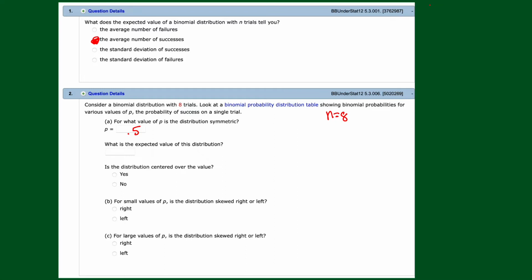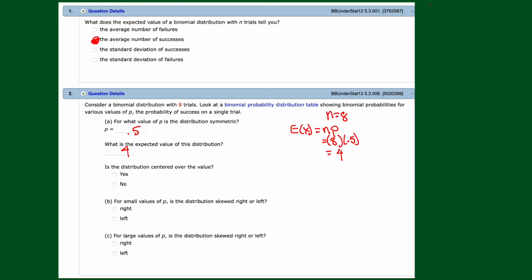Now, what is the expected value? All right, that's this part right here. What's the expected value for this? Now, if we have the expected value of x is going to be n times p, so we have 8 times p, which is 0.5, so we're going to get a 0.4. Not 0.4, we're going to get what? 4 out of this. All right, so the expected value is 4.